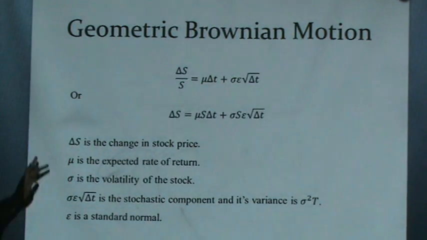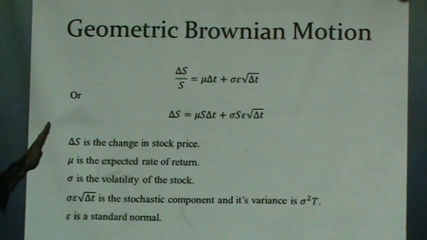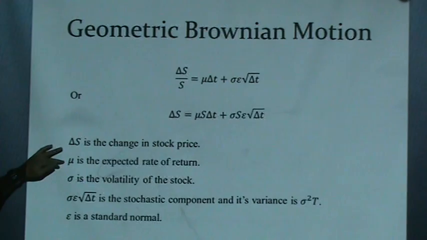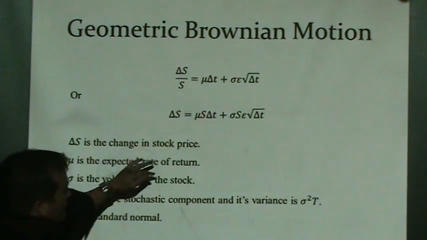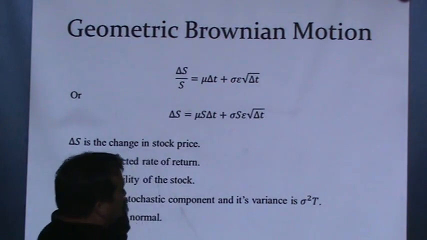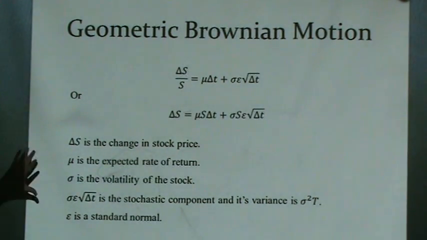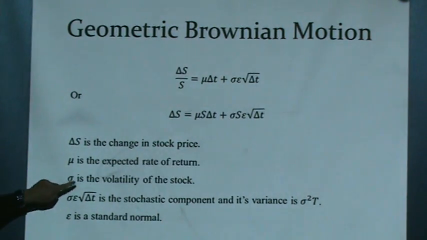So again, the delta S is the change in the stock price, or whatever S is. Mu ends up being the expected rate of return. So the more time you give it, this is how much it goes up by. And again, this is a discrete case, so this is not a continuous case. Sigma is the volatility of the stock, which will map to a standard deviation.